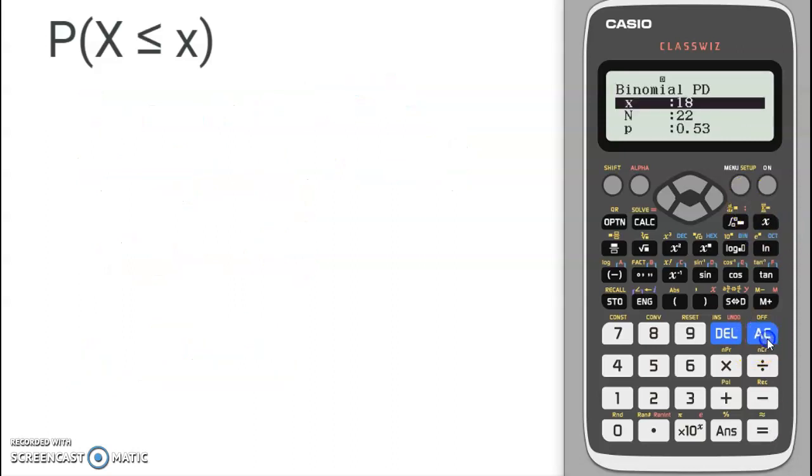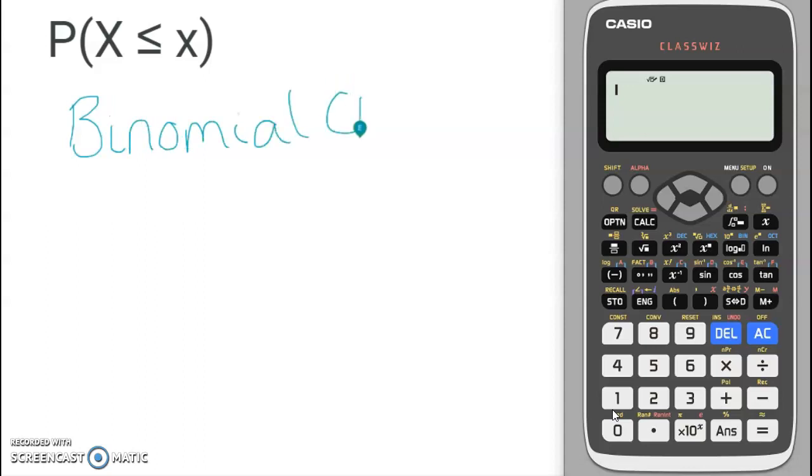Next, we will look at the probability x is less than or equal to the given value x. This is a cumulative probability, so for this one and for all others, we will be using binomial CD. On the Casio Classwiz, we press Menu. Again, we go to Distributions, but this time we need binomial CD. It shouldn't be on the first screen, so we scroll down to the first option, binomial CD.